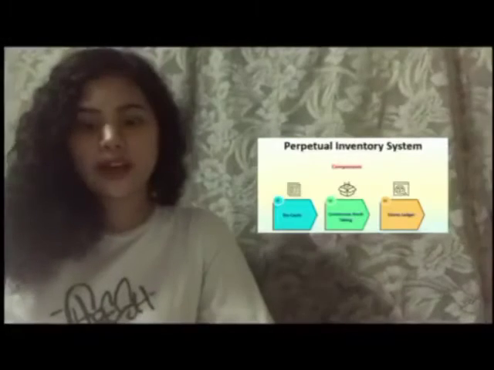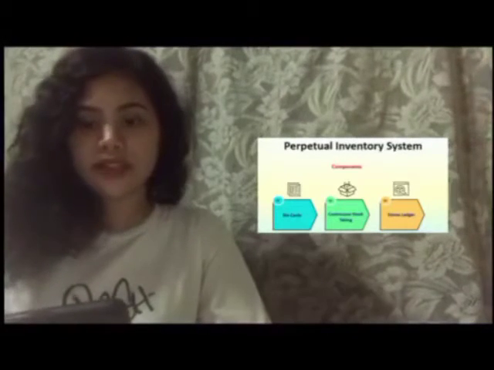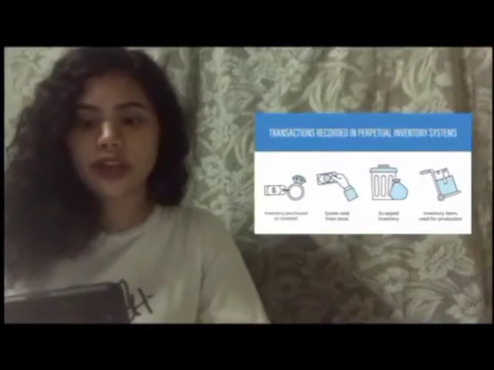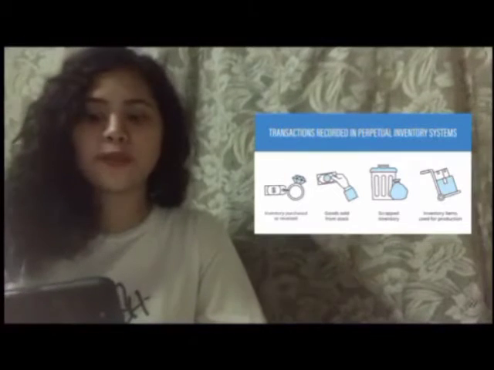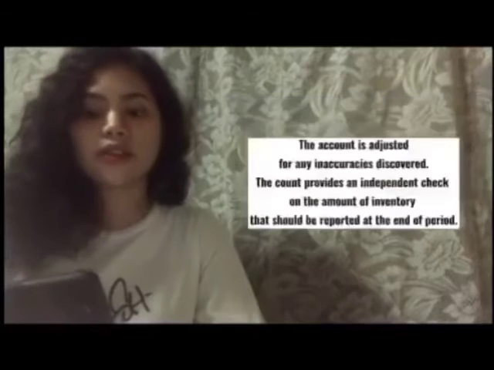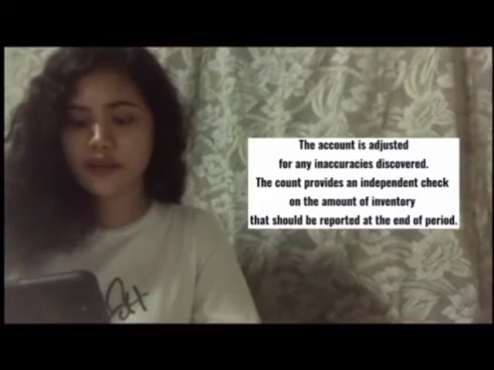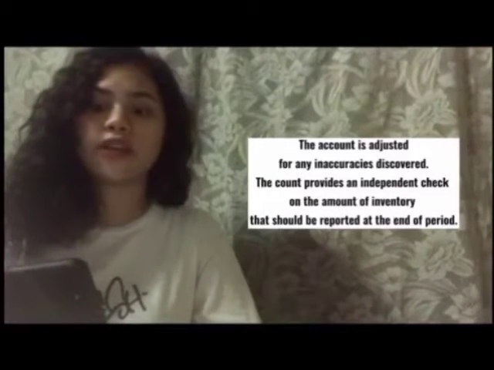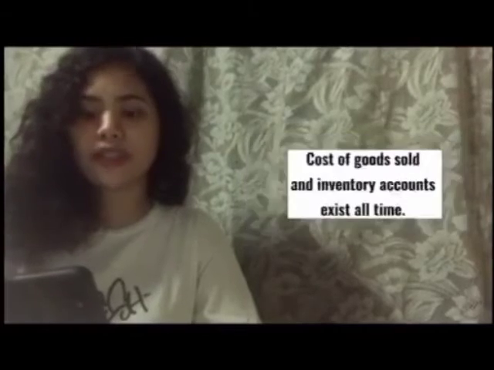When a company uses the perpetual inventory system, the ending inventory should reconcile with the actual physical count at the end of the period, assuming that no theft, spoilage, or error has occurred. The account is adjusted for any inaccuracies discovered. The account provides an independent check on the amount of inventory that should be reported at the end of the period.